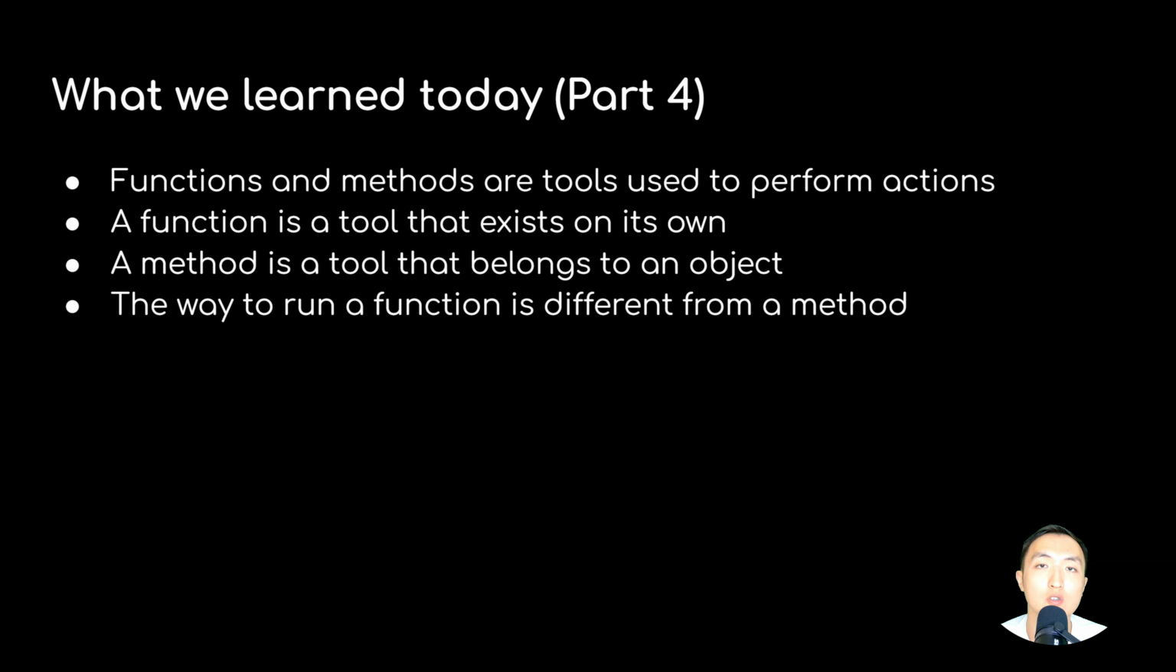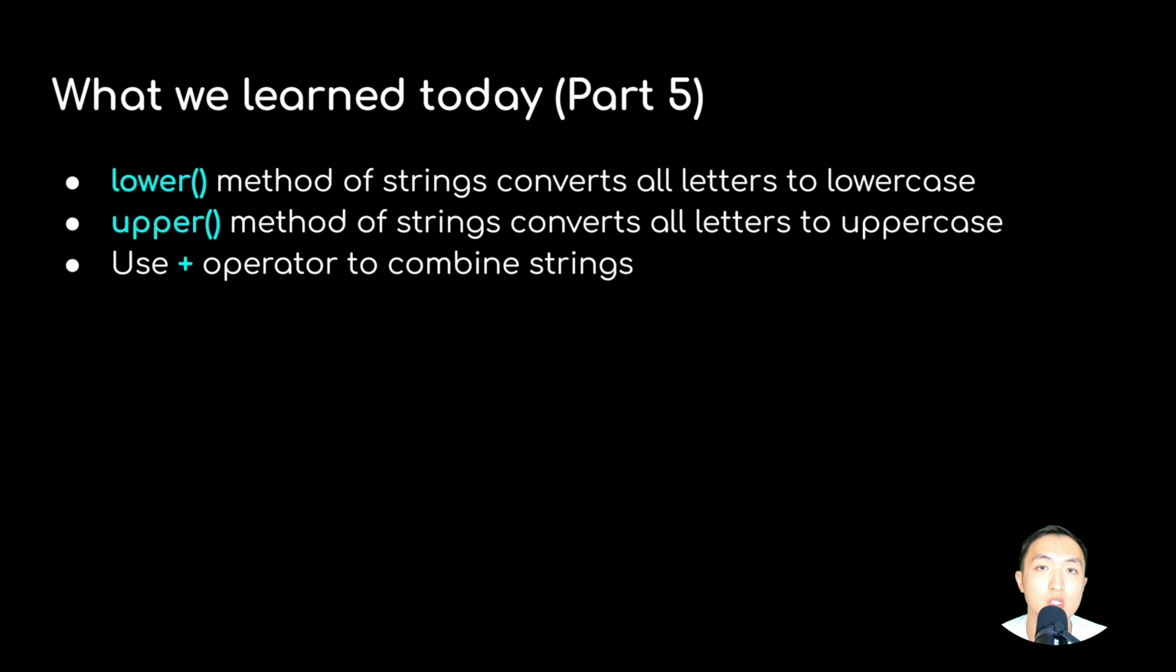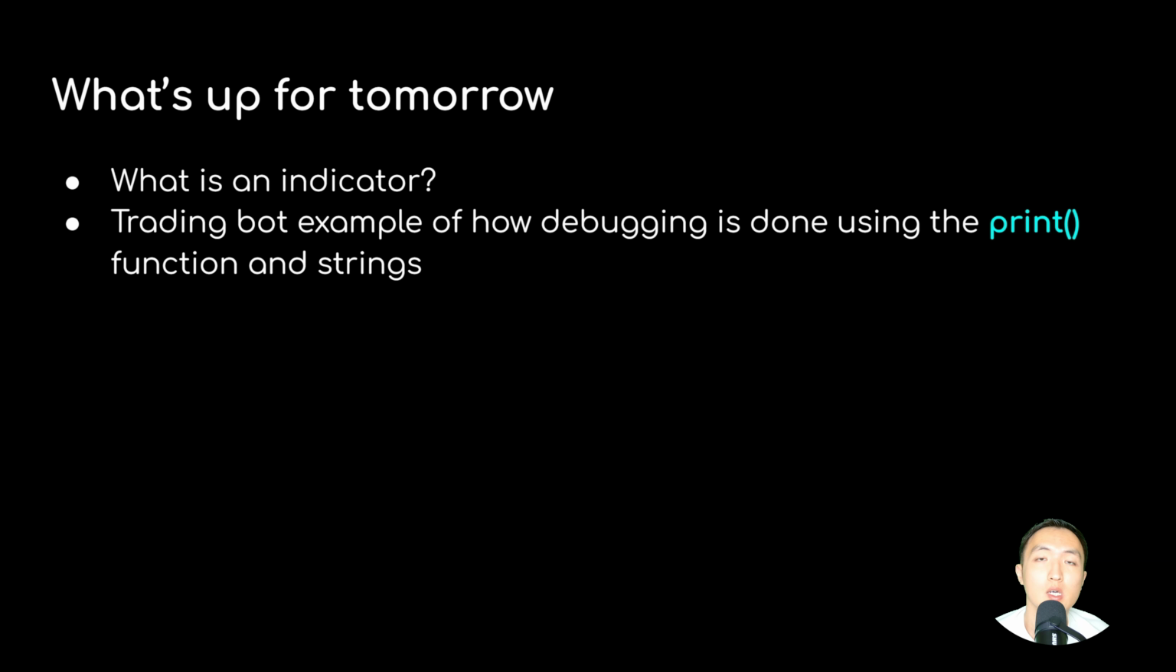Functions and methods are tools to perform actions. A function is a tool that exists on its own, while a method is a tool that belongs to an object. The way to run a function is different from a method. The lower method of strings is used to convert its letters to lowercase, and the upper method does the opposite. To combine strings, we use the plus operator. In tomorrow's lecture, we're going to go through what an indicator is and an example of how debugging is done using the print function and strings.